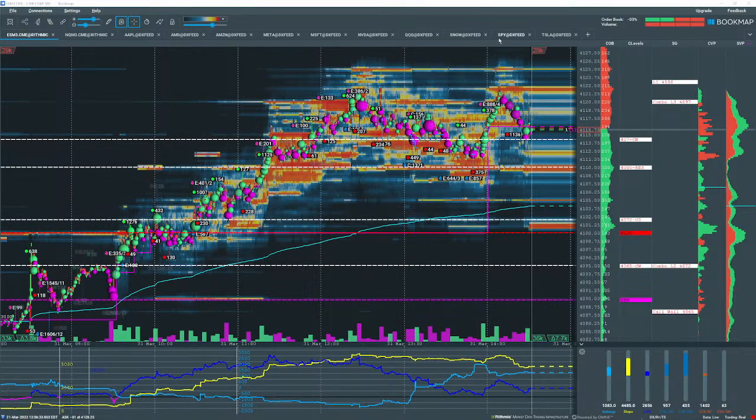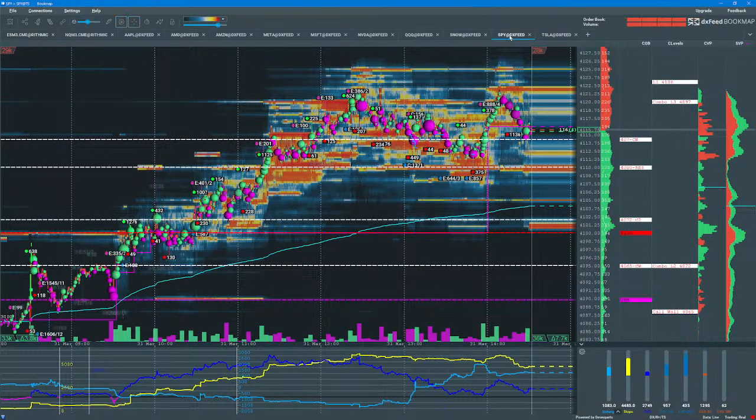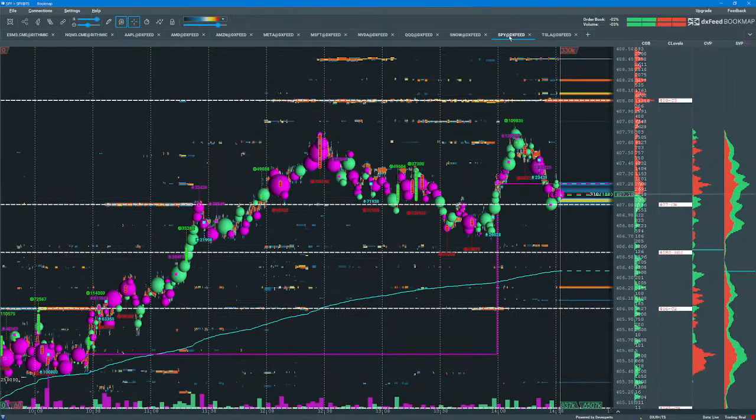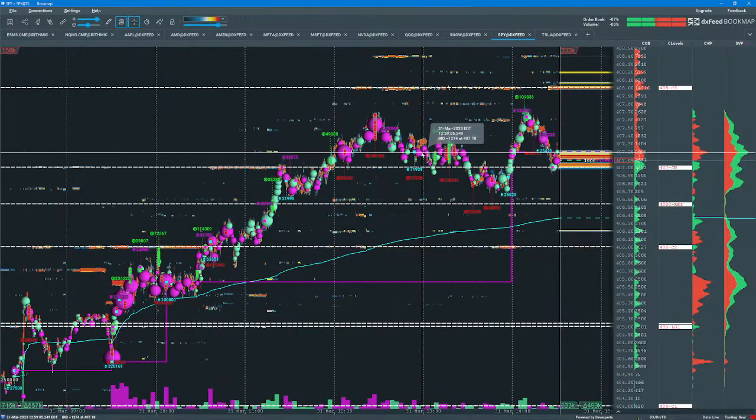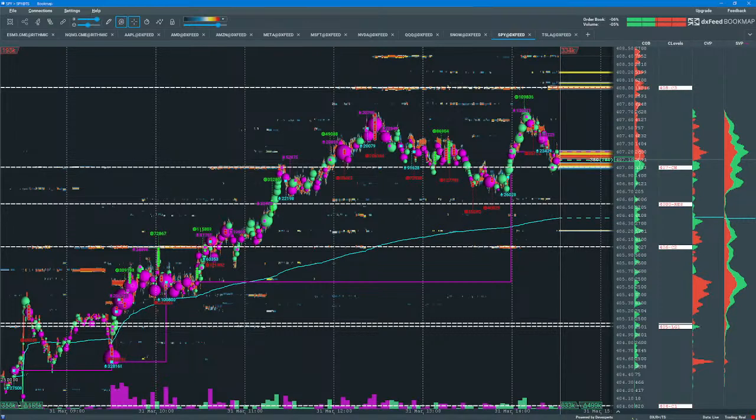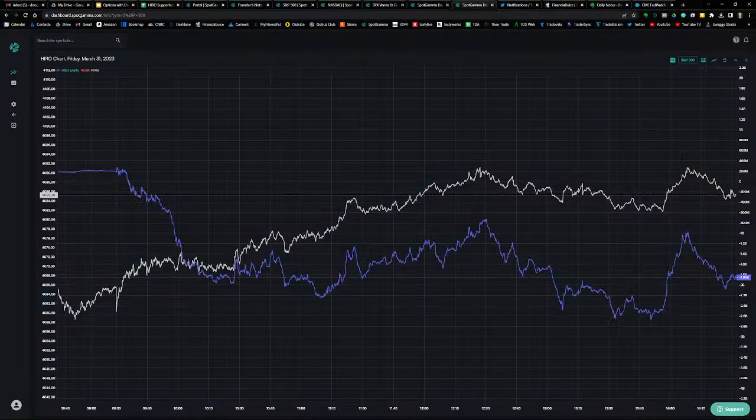All right, let's take a look at SPY. And again, a concentration of volume just around the 407 level, above and below. All right, then finally there's a request to see SPX. So we'll go to Hero for SPX.